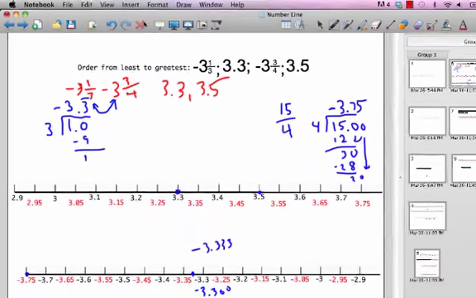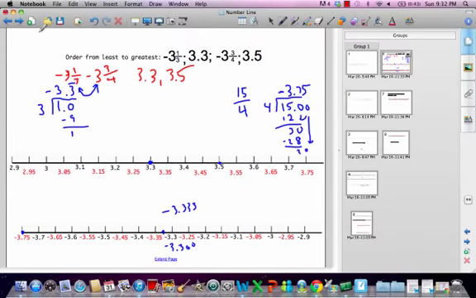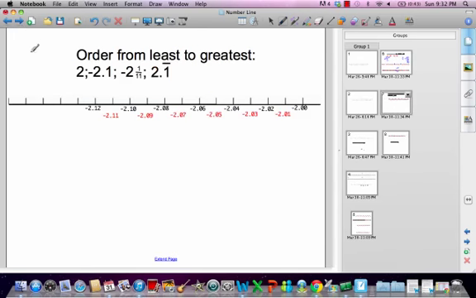I'm going to try one more problem. Hopefully this extra problem will reinforce you thinking that you know this stuff.